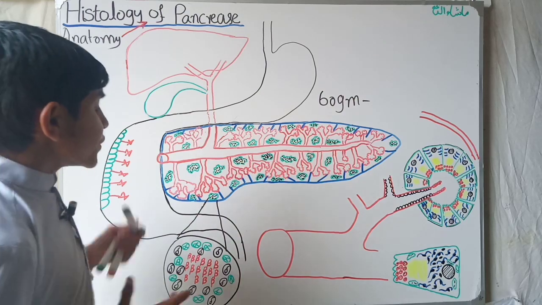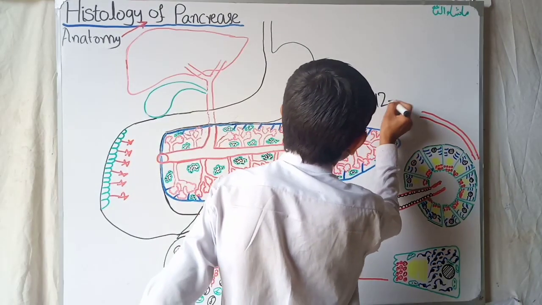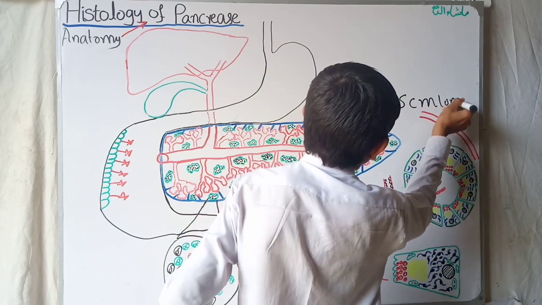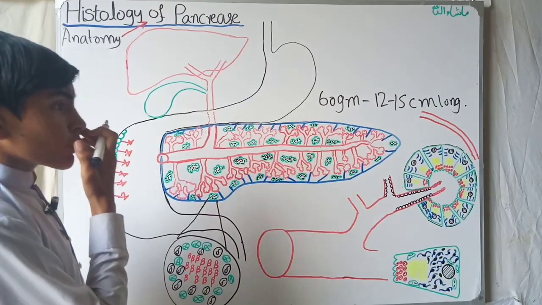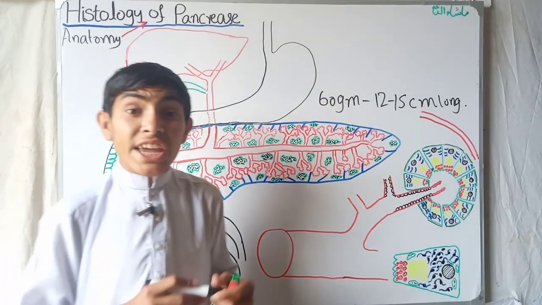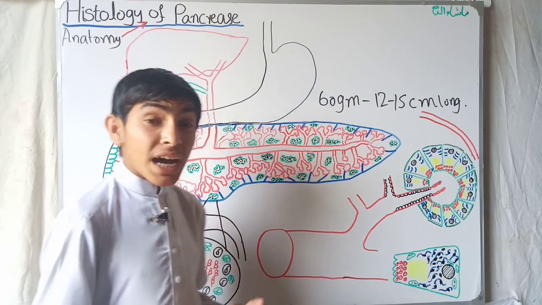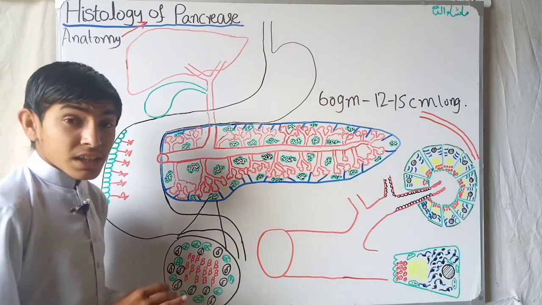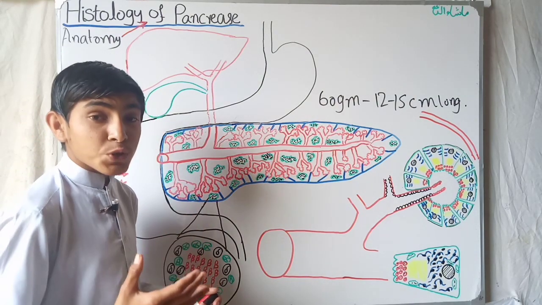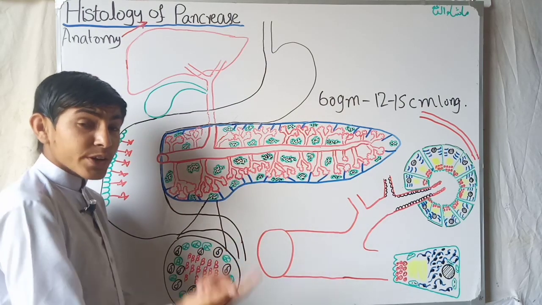And if you talk about its length, its length is about 12 to 15 cm long. And pancreas is a double gland. It is also called heterocrine gland because it contains the exocrine portion and also contains the endocrine portion. It serves exocrinely and also serves endocrinely.